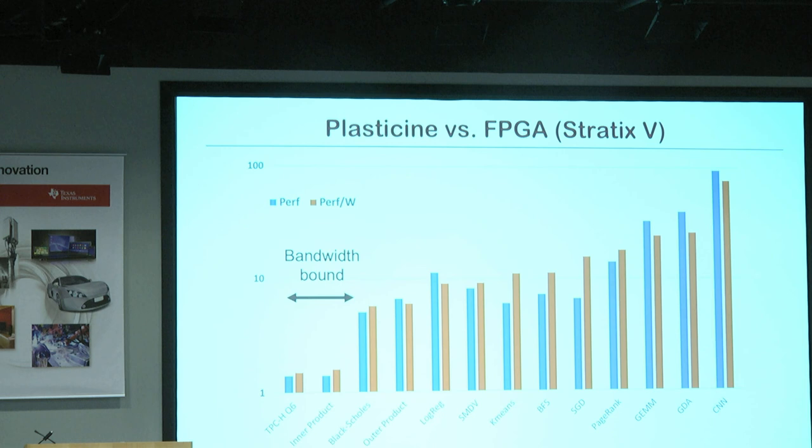What's the y-axis? The y-axis is basically ratios, right? So the one is the FPGA, and we're looking at both performance and performance per watt. Sorry for not stating that.